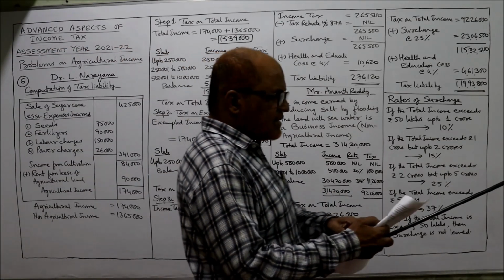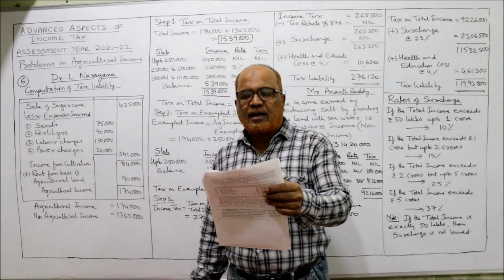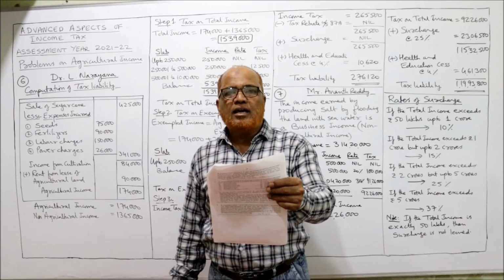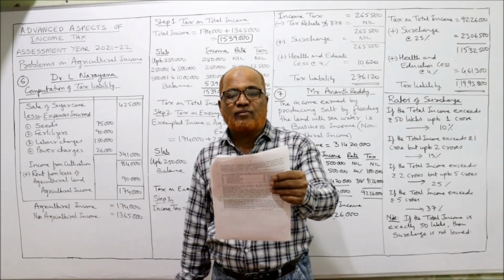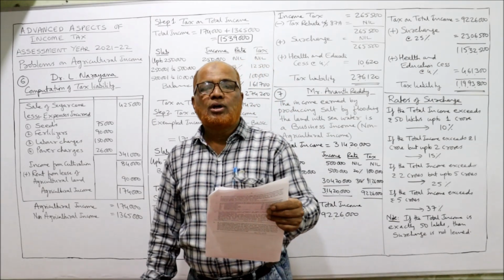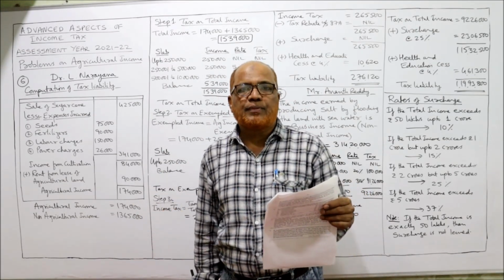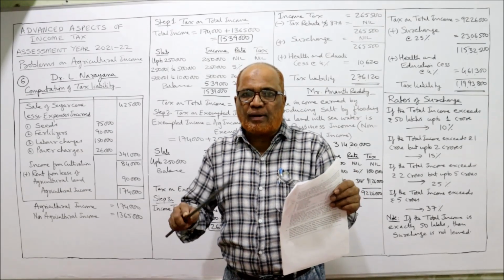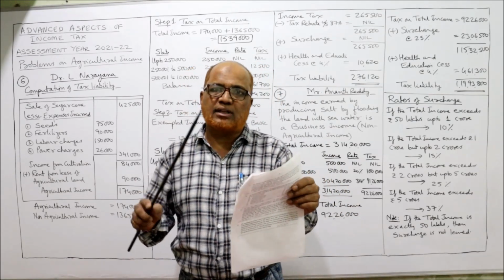Come on viewers, see the 6th problem. Dr. L. Narayana is owning 10 acres of agricultural land. The assessee is Dr. L. Narayana. He is the owner of 10 acres of agricultural land. He gave 6 acres of land on lease and rent received is 90,000. The rent received from agricultural land is agricultural income. So he has leased out 6 acres out of 10 acres, and from that 6 acres of leased land, he got the rent of 90,000, that is agricultural income.